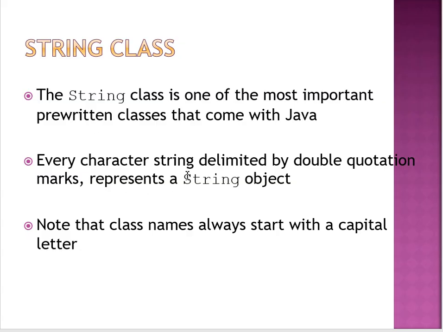Every character string delimited by double quotation marks represents a string object. Remember those sentences that we have been displaying? Those are delimited, so they represent string objects. Note that class names always start with a capital letter. So what is this about? What are we saying here?